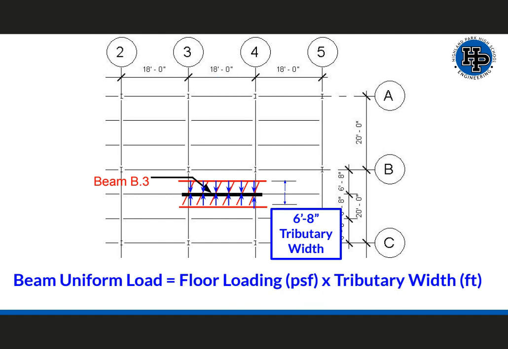For the next part of the problem, we need to figure out what the beam uniform load is. That is, how much weight is actually being applied to the beam. So we want to figure out the floor loading in pounds per square foot and multiply that by our tributary width. Remember, our 6 feet 8 inches is our tributary width, which is 3 feet 4 inches in this direction and 3 feet 4 inches in this direction.